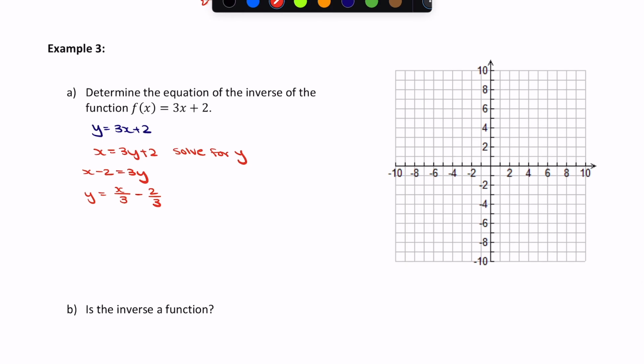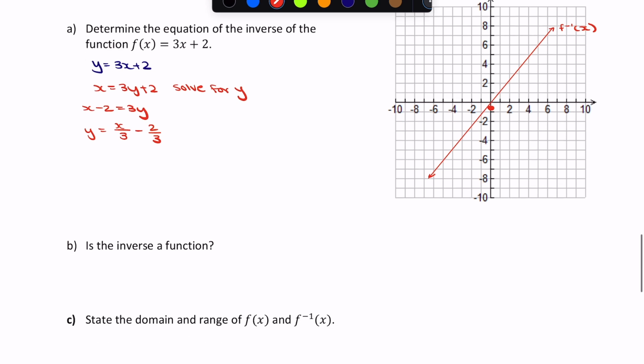Here, we know that our y-intercept is at -2 over 3 right here. And so we can just draw a line approximately here that will represent the inverse. And the inverse here is a function. And we know that because each x value has one y value.